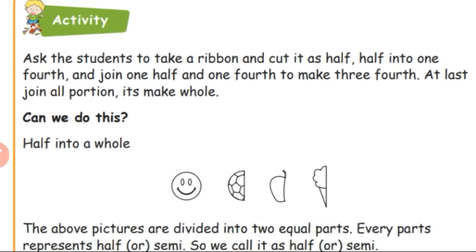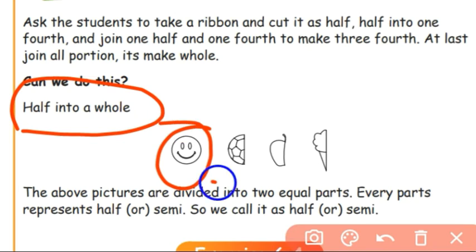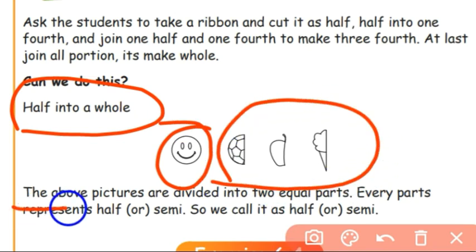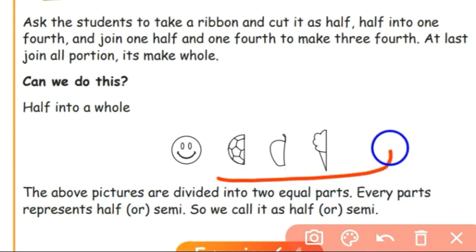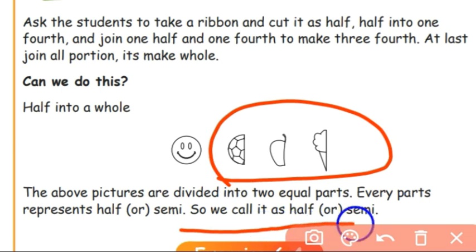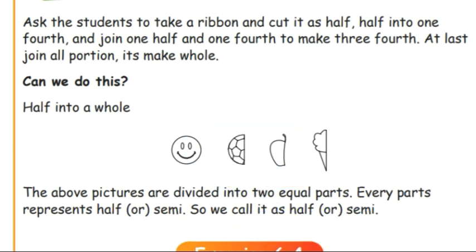Next, see half in a whole. See, this is a whole picture. This is half. The above pictures are divided into 2 equal parts. Every part represents half or semi. We call it half or semi. This is a half picture or semi picture.